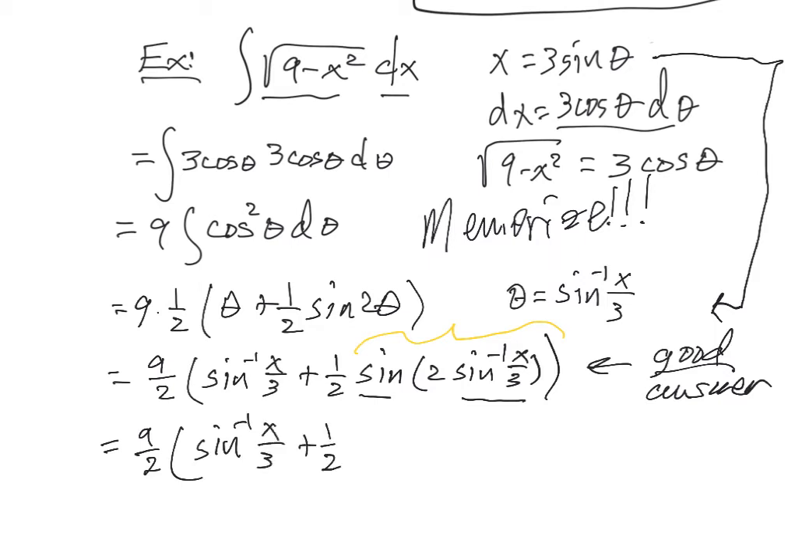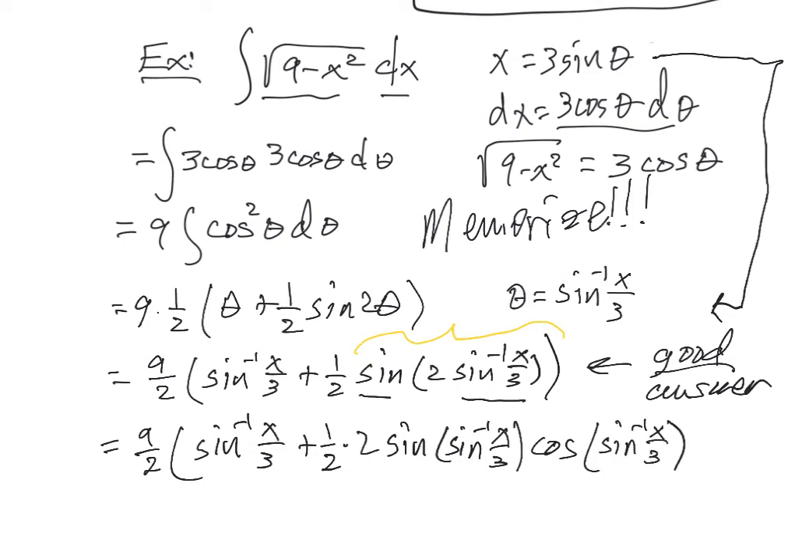But then, just like we did at the end, we use the double angle sine identity, which is 2 sine of the angle. The angle is the angle whose sine is x over 3 times the cosine of the angle. Right? The double angle identity, close paren.